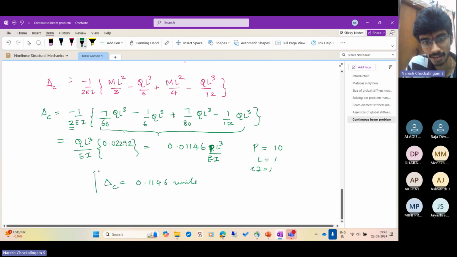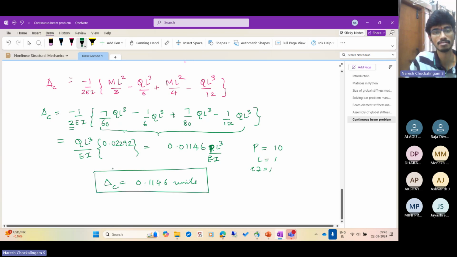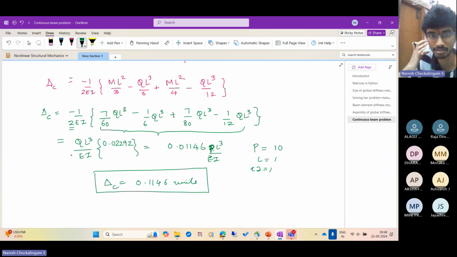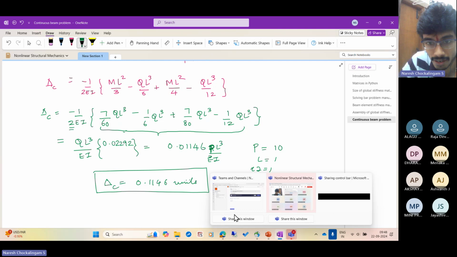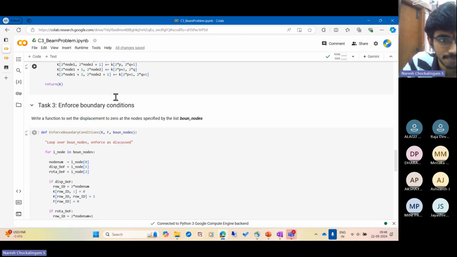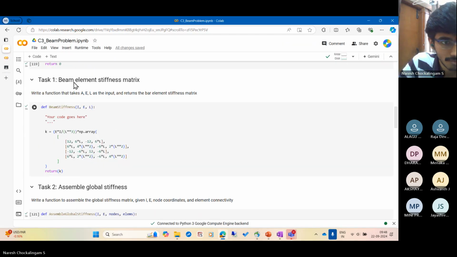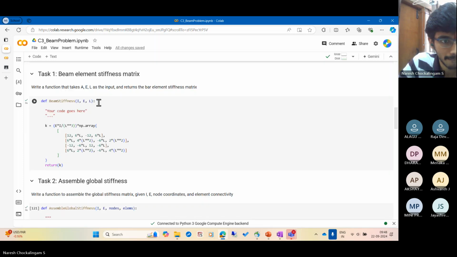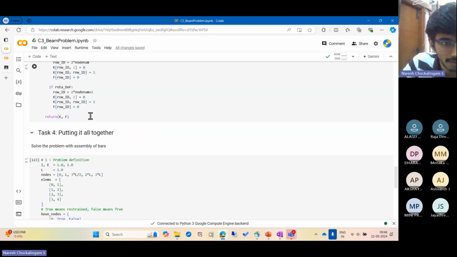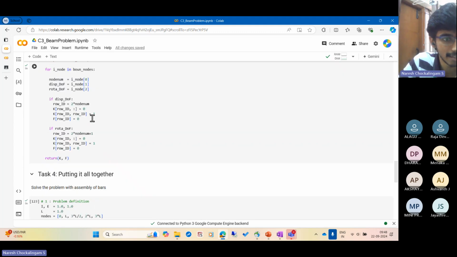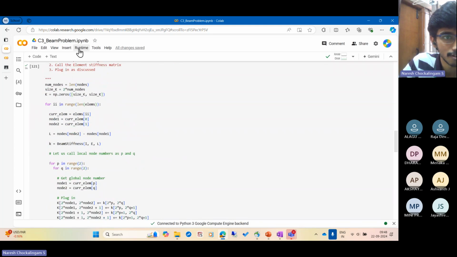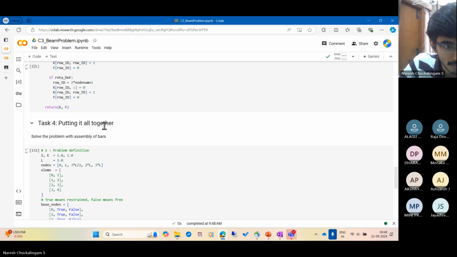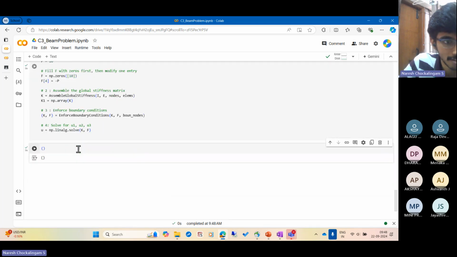So that's the thing. While coding, you can't take care of units. They're all assumed to be in some consistent set of units, right? So it's the responsibility of the engineer to give it in the right set of units. So let's run it. This was the problem. I didn't change anything in the code except that I've added these two functions which are useful for plotting. So let's run everything. Yeah, it is all completed.